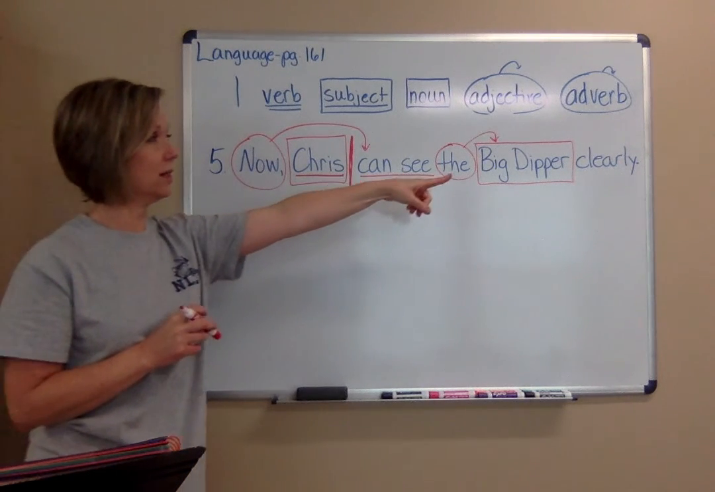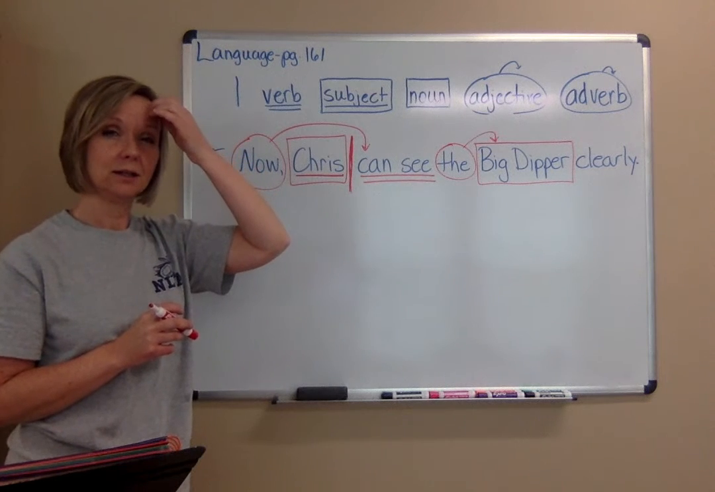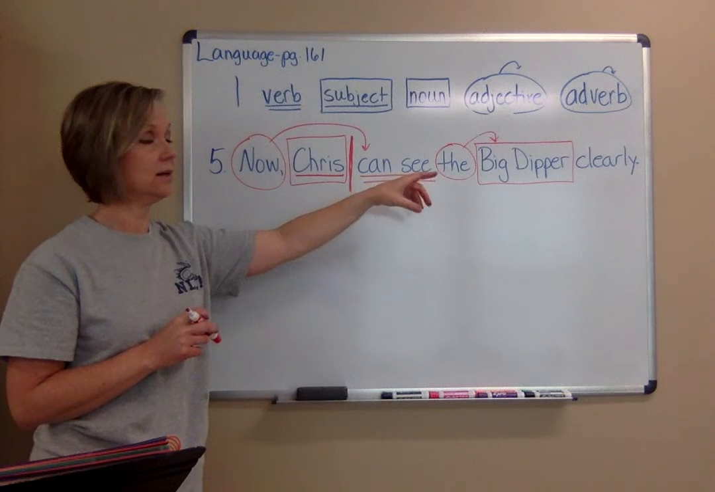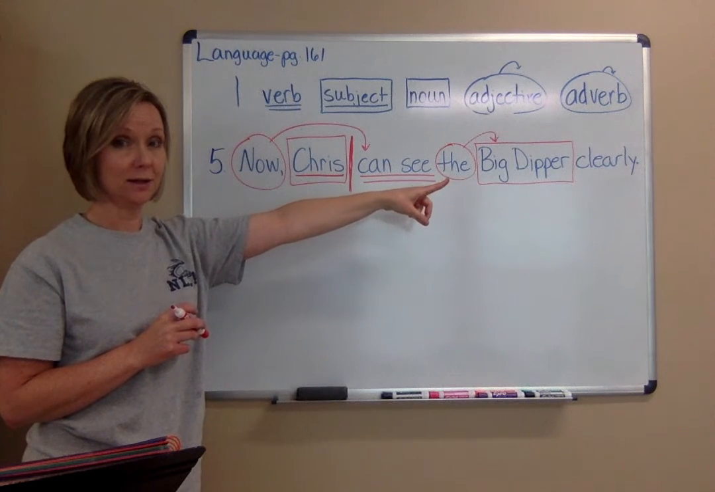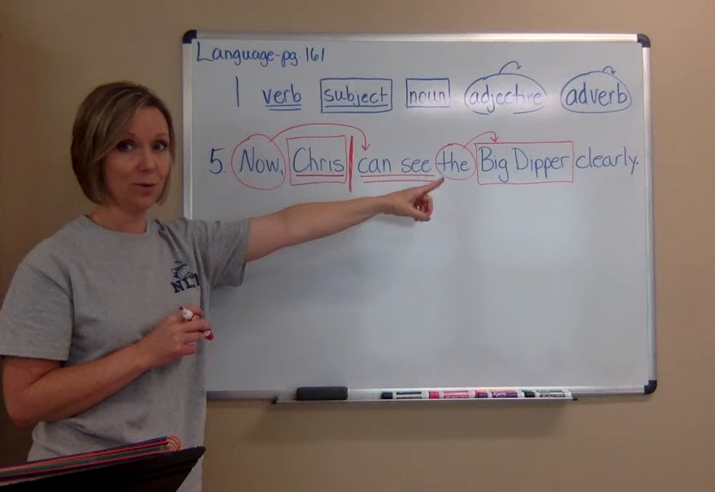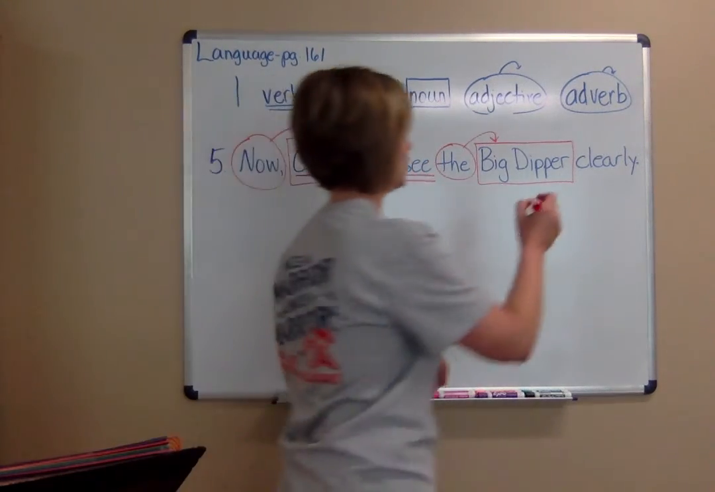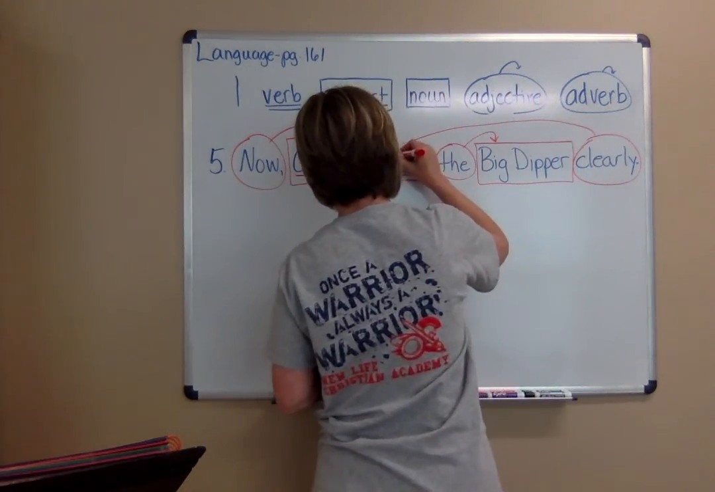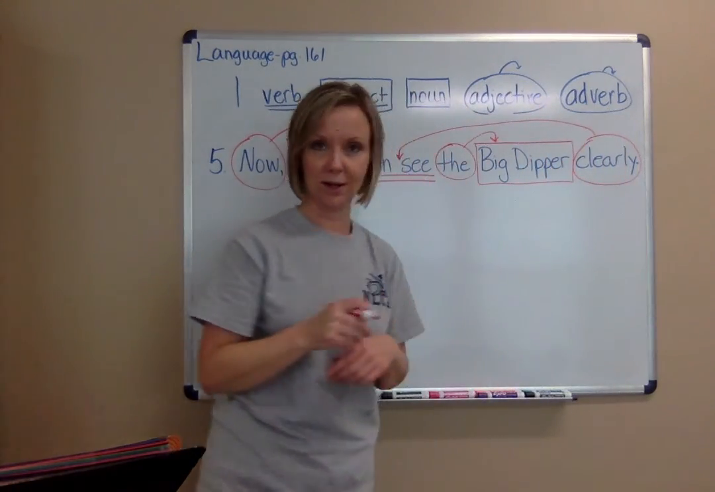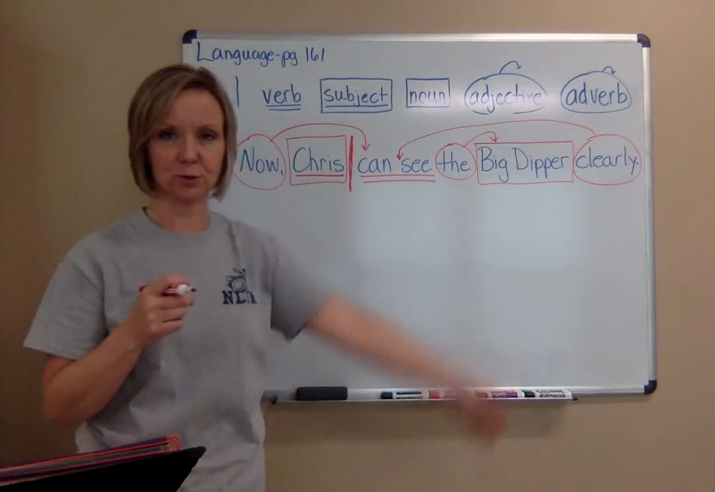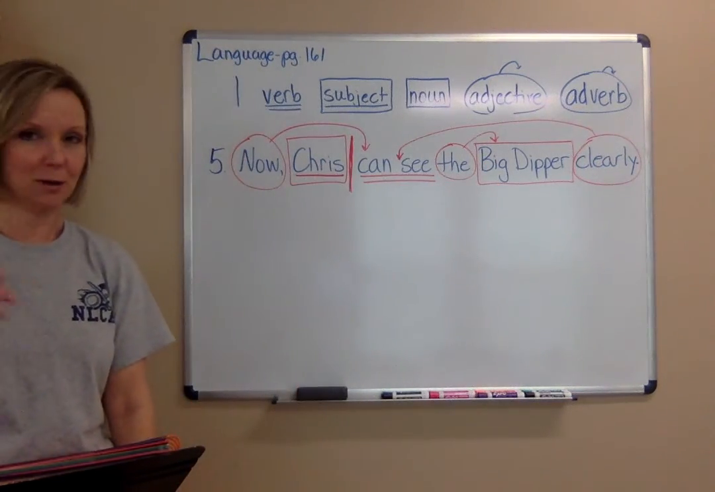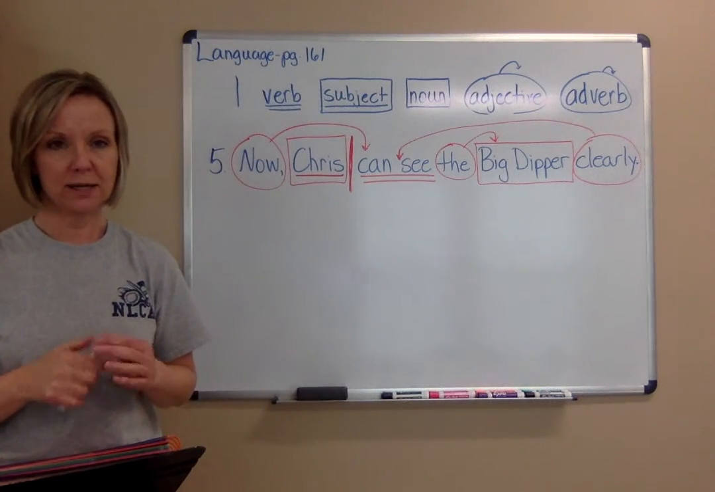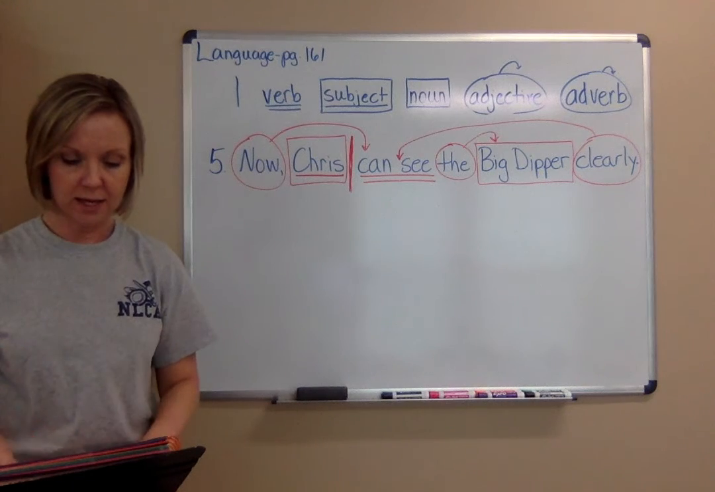We've got one word left down there, clearly. Now Chris can see. He can see what? How? Clearly. So you're going to circle clearly and match it back to can see. Oh boy, I'm seeing socks fly across the room. Buckle that seatbelt. Don't fall out of your seat. So, we'll do some more work on these as we're going.